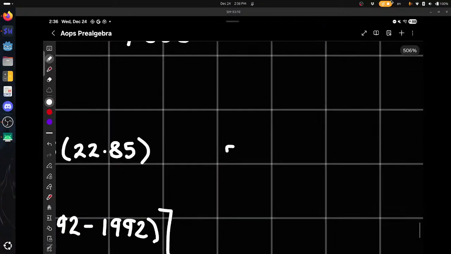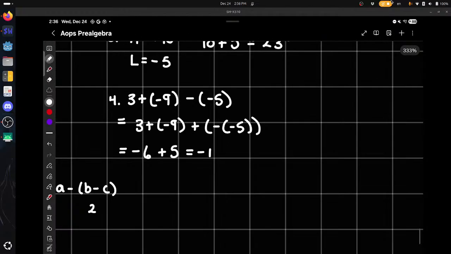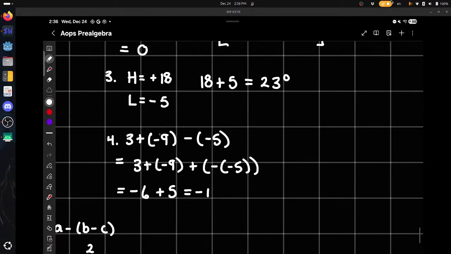Problem 5. I think I did it right. Because if we do this first, 3 minus 9, that is -6. This is a double negation, so that's positive. Yeah, that's right. And just to double check, we'll do this: 3 plus 9 minus 5. Yeah. I used my calculator just to double check.